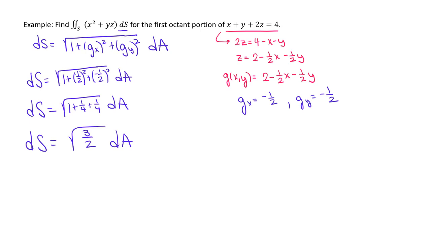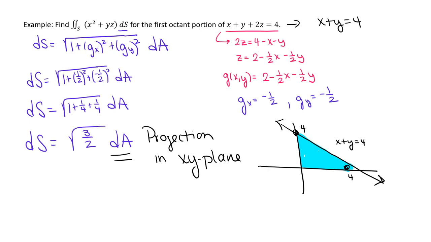So in this integral, I can replace the dS, which is technically a little tiny, teeny piece of the surface, with root 3 over 2 times dA, where dA is just a tiny piece of the area of the projection of that surface on the xy plane. So that's kind of what we're doing in our integral, we're converting this little differential surface into a little differential chunk of area.